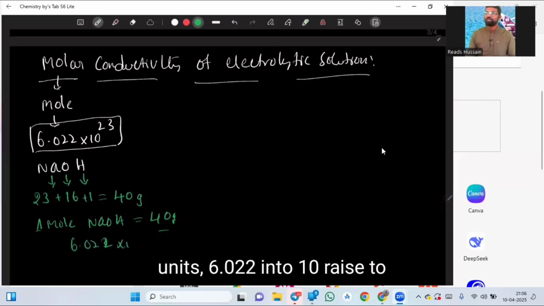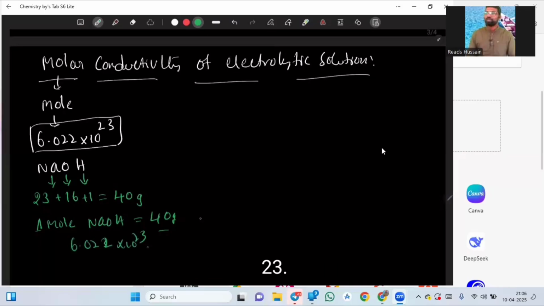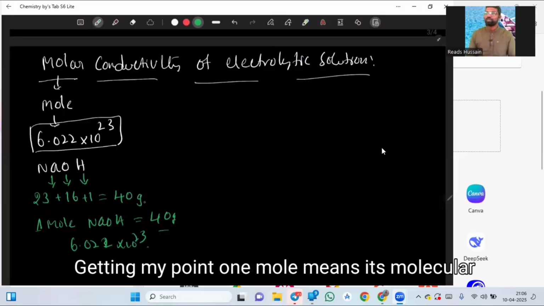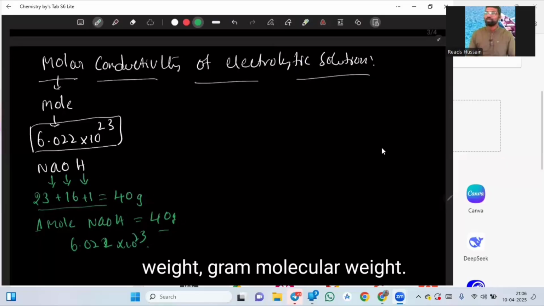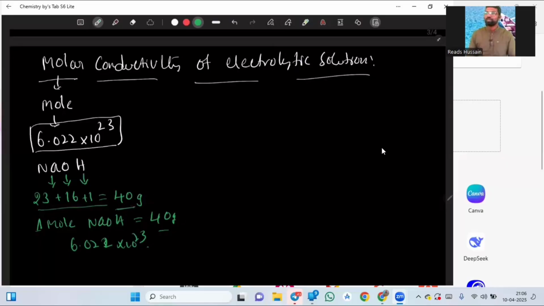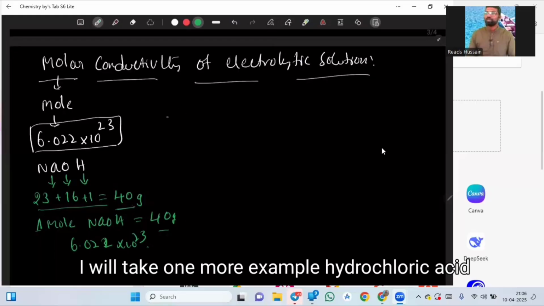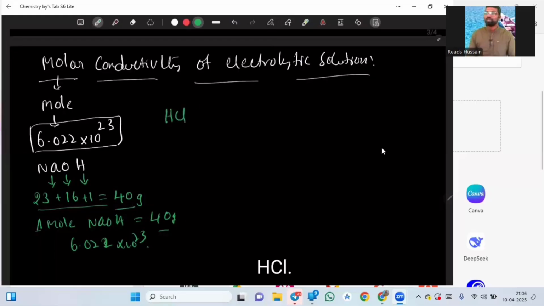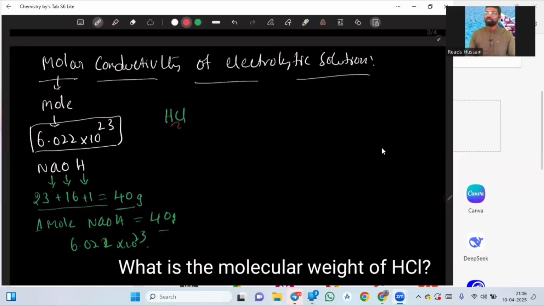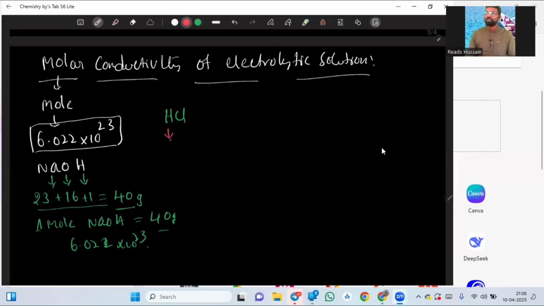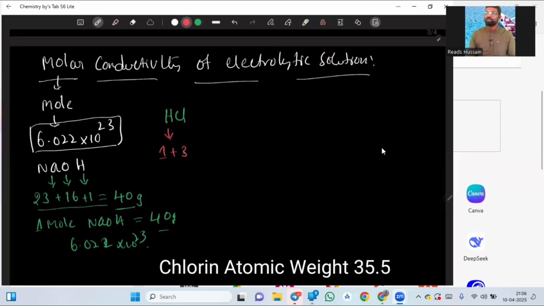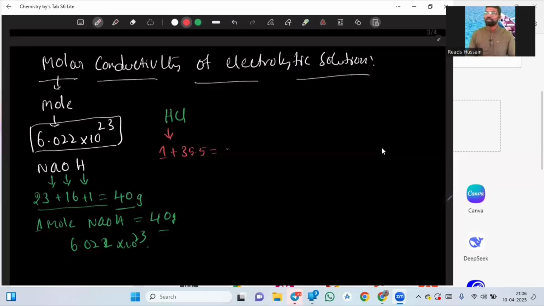6.022 into 10 raised to 23. Getting my point? 1 mole means its molecular weight, gram molecular weight. I will take one more example. Hydrochloric acid, HCl. What is the molecular weight of HCl? Hydrogen atomic weight 1, chlorine atomic weight 35.5, total 36.5.